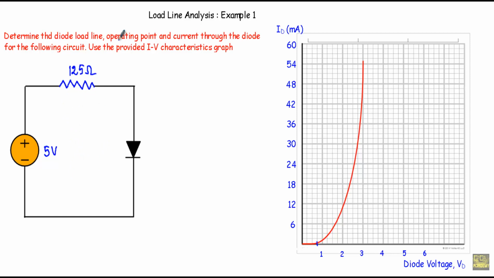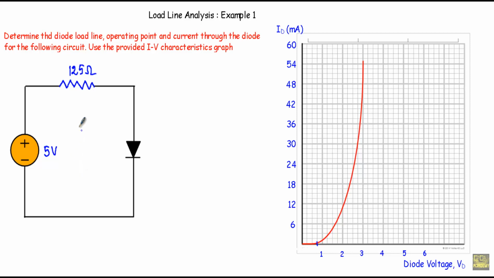After drawing the diode load line, the load line of the diode and the IV curve will intersect at a point. That point will be the operating point of this diode. After finding the coordinate of the operating point, I can calculate the current through the diode for this given circuit. Now, to draw the load line, I have to apply KVL in the circuit. From that KVL equation, I will deduce an equation of straight line.